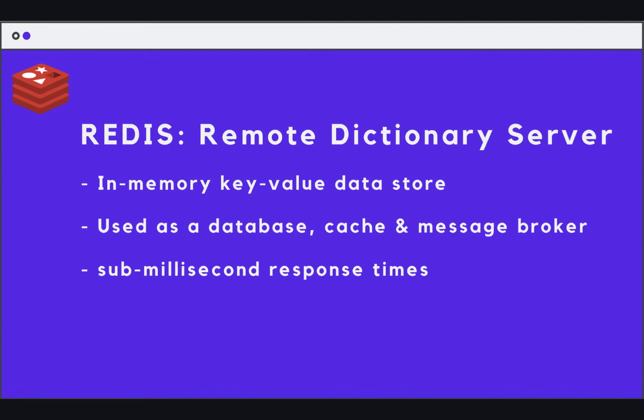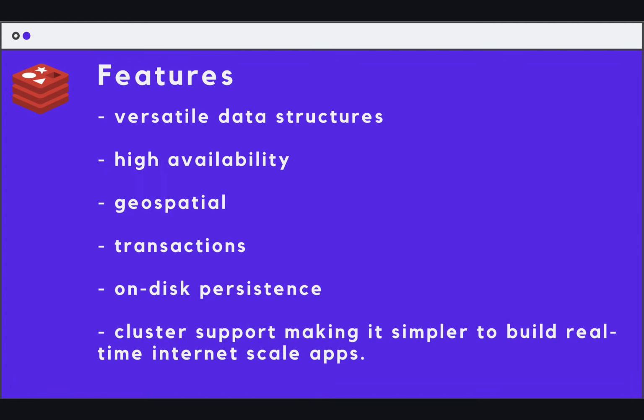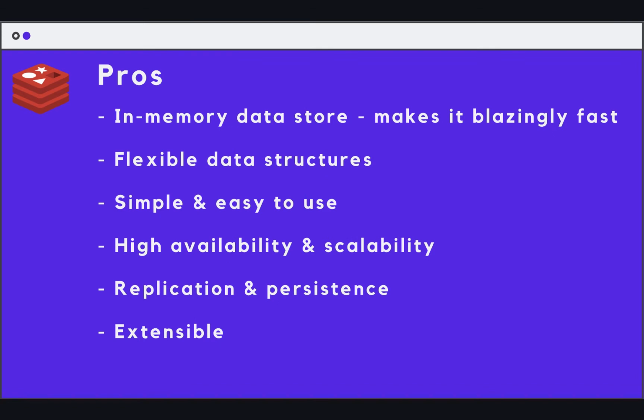You have sub-millisecond response times, and what this means is that you can have millions of requests per second. So it's super fast. Some of the other features of Redis are the versatile data structures that exist within Redis, and we'll see those in the videos that are coming up. Redis is high availability. It can also handle geospatial data. You've also got transactions, on-disk persistence, and you can also have clustering, which makes it really, really simple to build real-time internet scale apps.